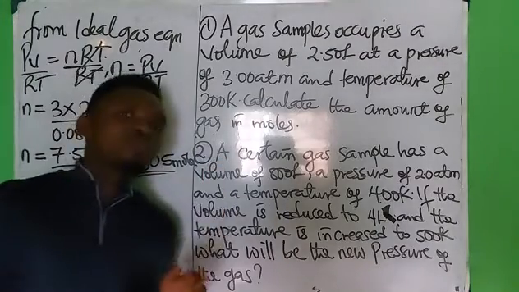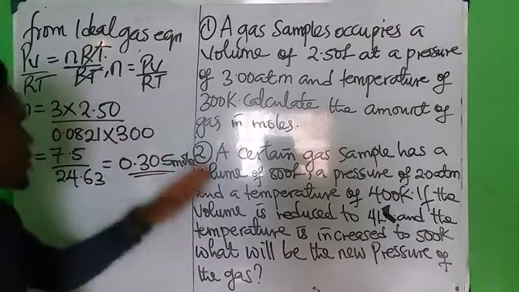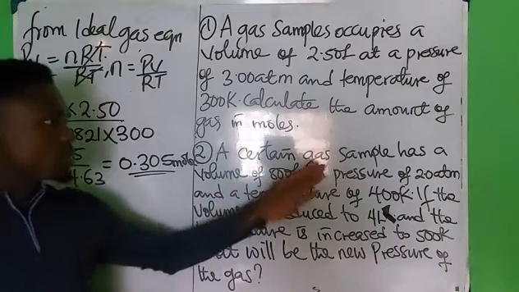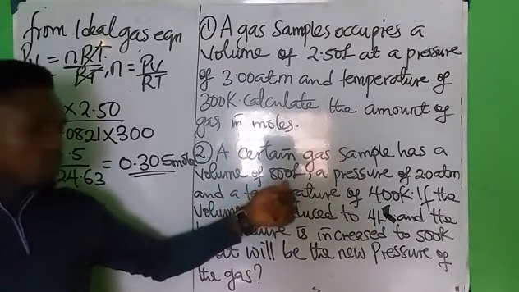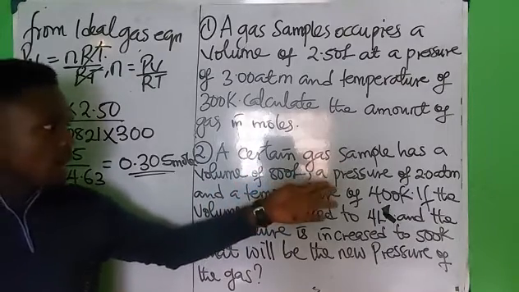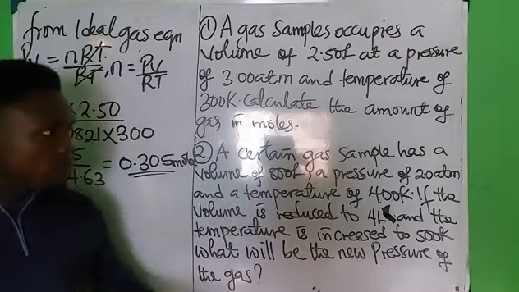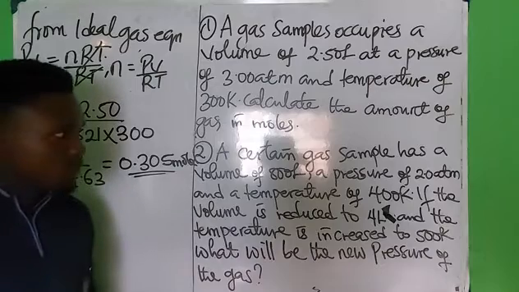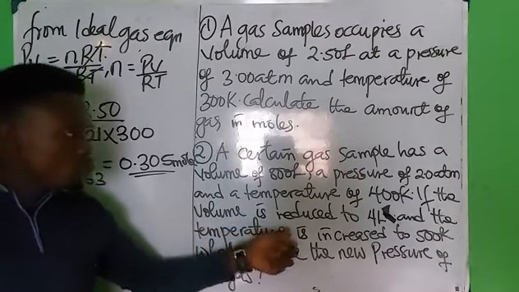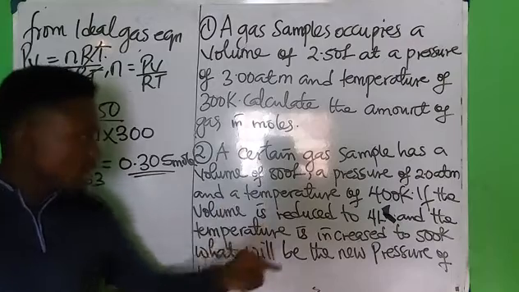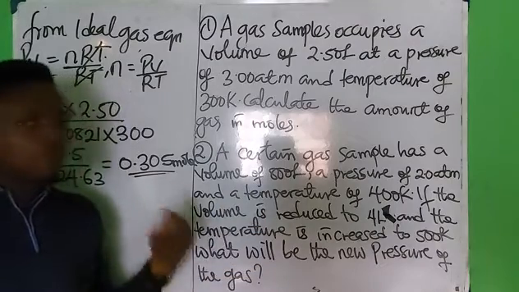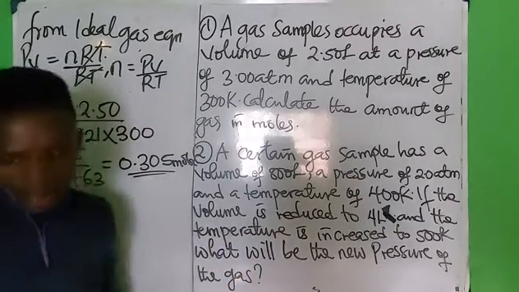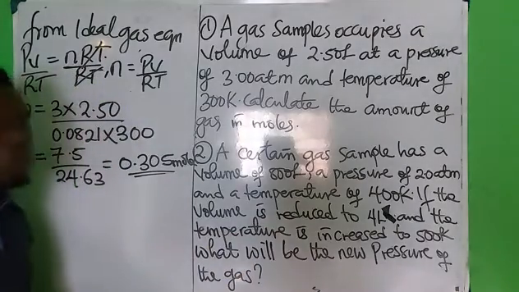Now this number 2 is confusing. We are using the same ideal gas equation to tackle it. A certain gas sample has a volume of 800 liters, a pressure of 2.0 atmospheres, and a temperature of 400 Kelvin. If the volume is reduced to 4 liters and the temperature is increased to 500 Kelvin, what will be the new pressure of the gas?